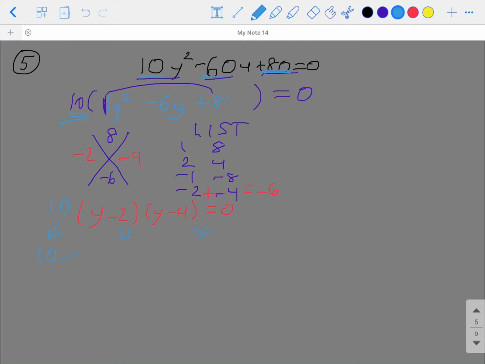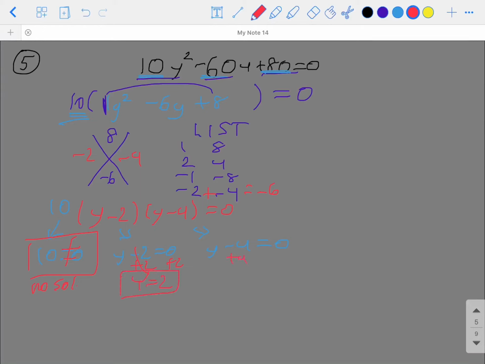10 is equal to 0. Y minus 2 is equal to 0. Y minus 4 is equal to 0. 10 is equal to 0 never exists. So I'm going to say no solution for this. Plus 2, plus 2. Y is equal to 2.